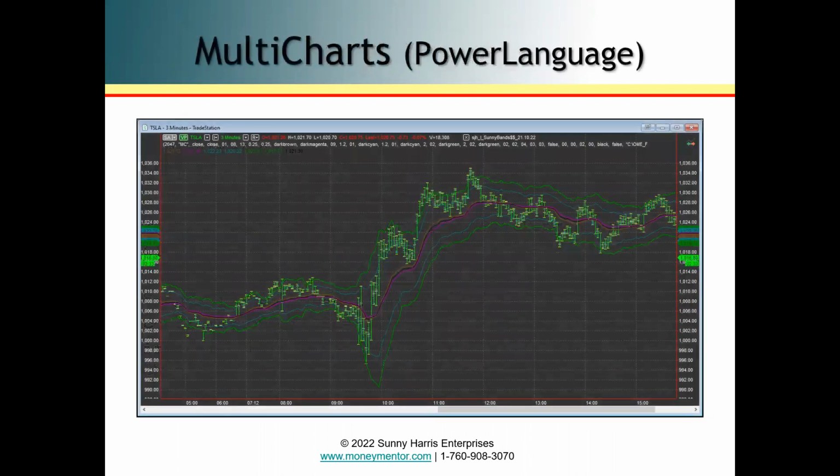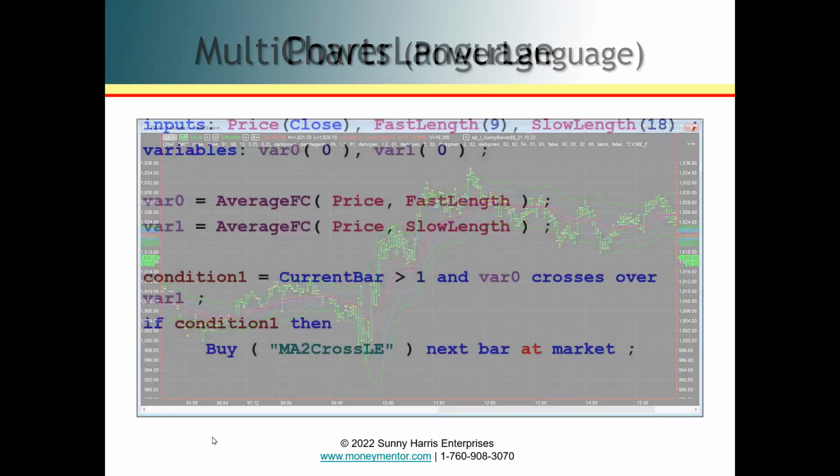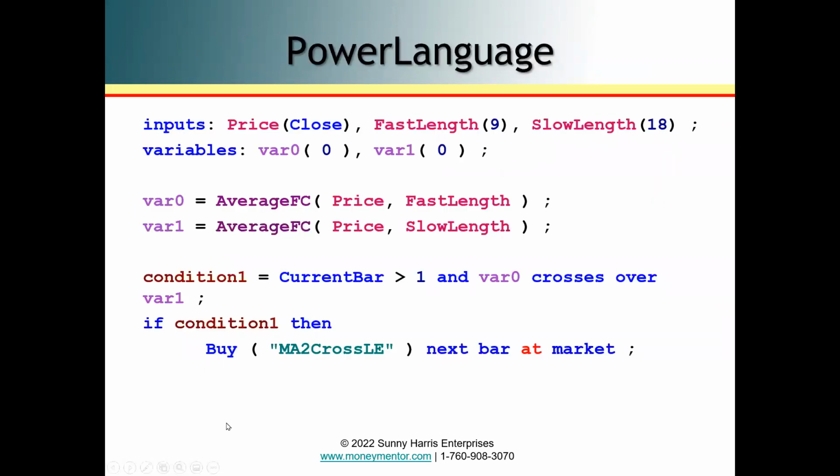This is Multicharts with sunny bands on it. Same idea. A lot of the software these days uses black backgrounds, but I don't prefer them. I prefer white because white's paper, and I do print a lot of my charts out on paper to keep historical notes. And their programming language looks like this. It's called Power Language. You notice it's very similar to EasyLanguage, TradeStation's EasyLanguage.